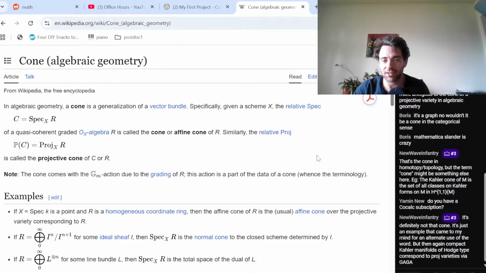It's definitely not that cone. It's just an example. Oh, I see. Yeah. Alternate use of the word. But then again, compact Kähler manifolds of Hodge type correspond to projective varieties via GAGA. Yeah, so I don't know.